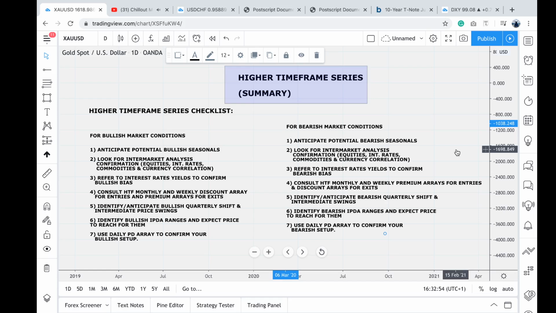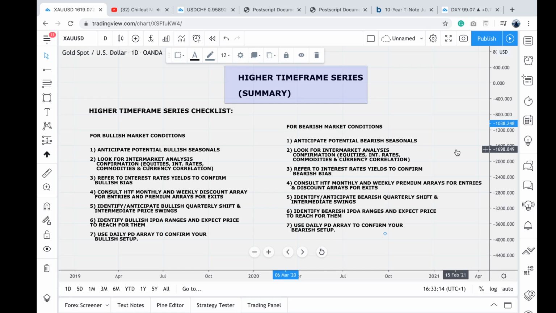Number 5, you want to identify and anticipate various quarterly shifts and intermediate swings. So you're looking for swing highs for sell moves. Remember, if you're looking at a bullish market condition, what you're looking for primarily is the swing low. You're looking for either a long-term swing low to be formed or be forming.